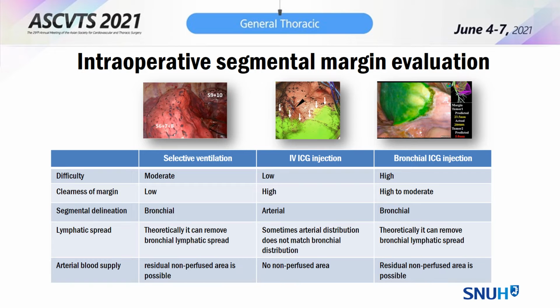However, the intravenous injection also has advantages because we can identify the non-perfused area correctly and remove the whole non-perfused area. But with bronchial delineation, there is a chance of leaving the non-perfused area in the residual lung. Now, what will happen with the residual non-perfused area, we don't know. Maybe in some severe cases, an infarct, or in other cases, maybe pneumonia.